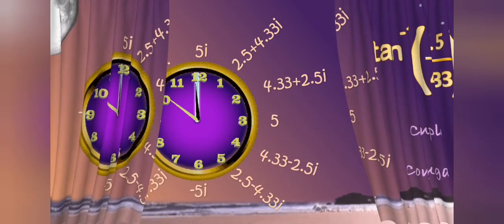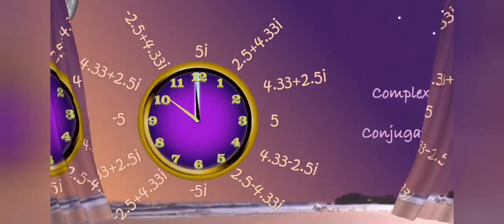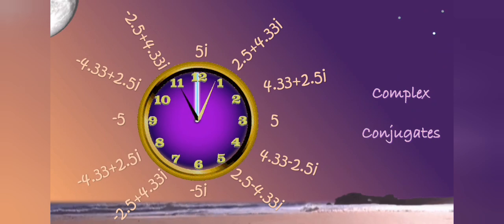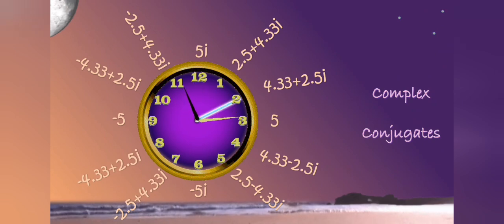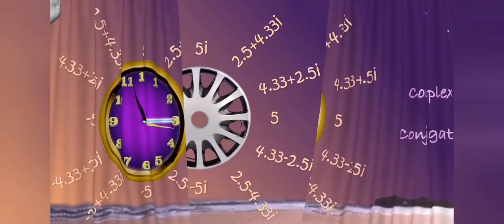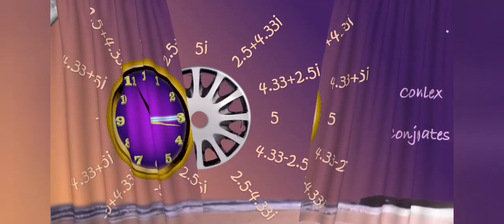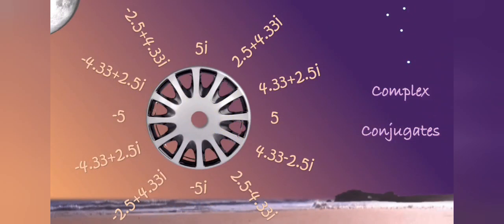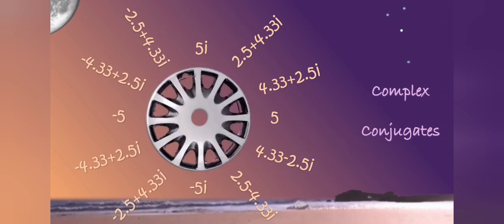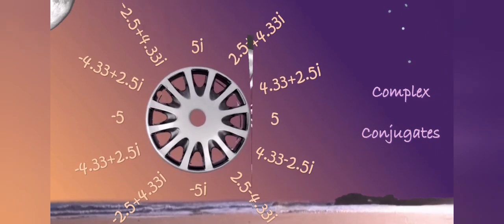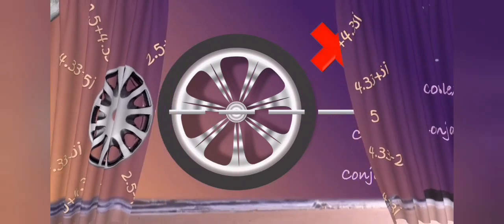The reason that the real part is a smaller number, that is 2.5, and the imaginary part is a larger number, that is 4.33, is because the needle is more vertical than horizontal. The spokes wheel is an example of different complex conjugates, which are mirror images of each other.